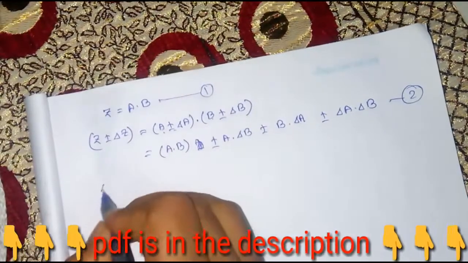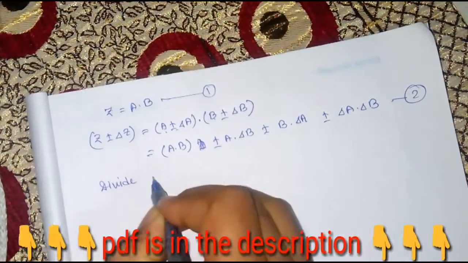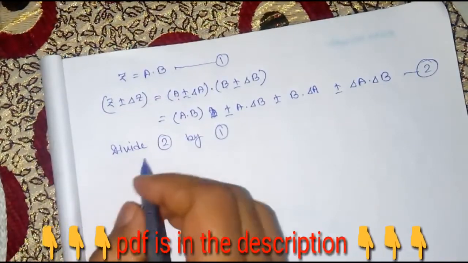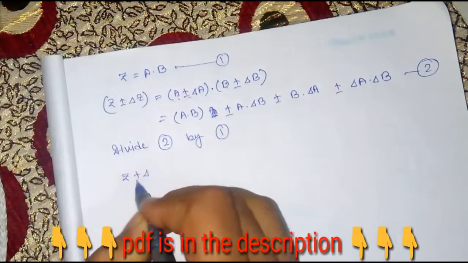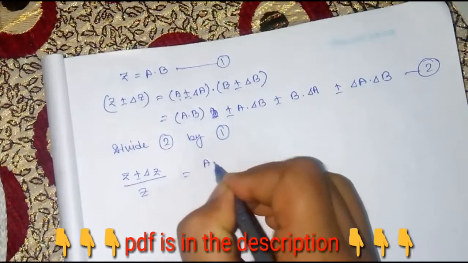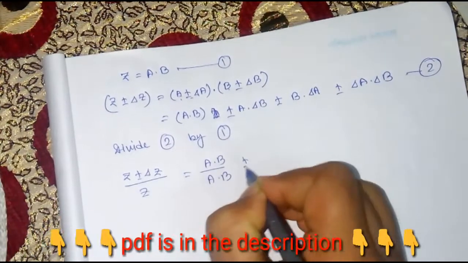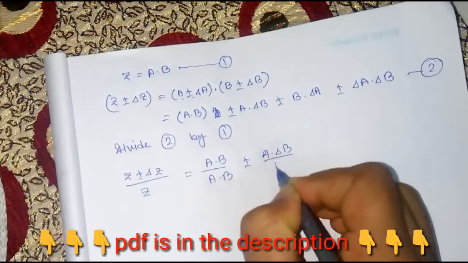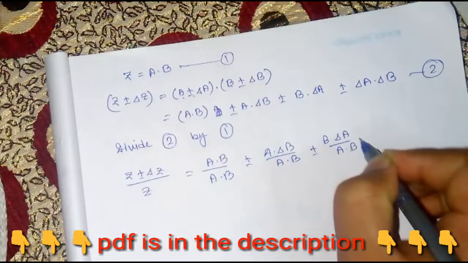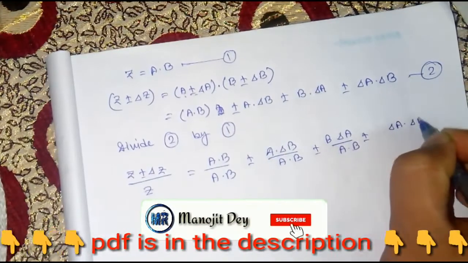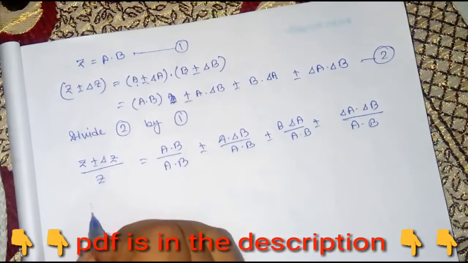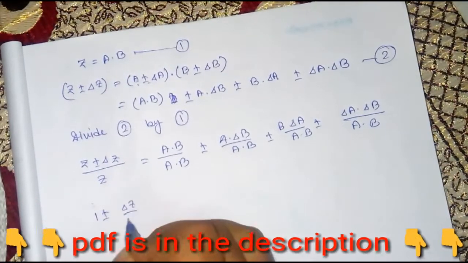Now divide equation 2 by 1. So what do you get? That is z plus minus delta z by z, right? Equals ab by ab plus minus a dot delta b by ab, right? Plus minus b dot delta a by a dot b, right? And plus minus delta a dot delta b by a dot b, right? So here it comes, that is 1 plus minus delta z by z, right?